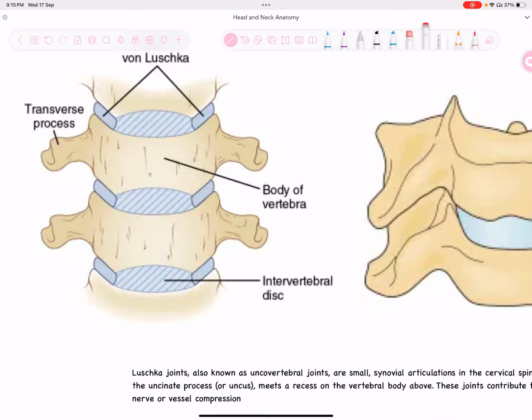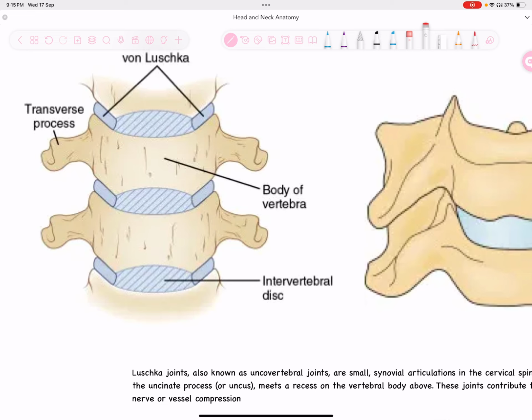The vertebral artery coursing through the foramen transversarium lies lateral to the Luschka's joint. The osteophytes of Luschka's joints may cause distortion of the vertebral artery, leading to basilar insufficiency. This may cause vertigo, dizziness, etc.